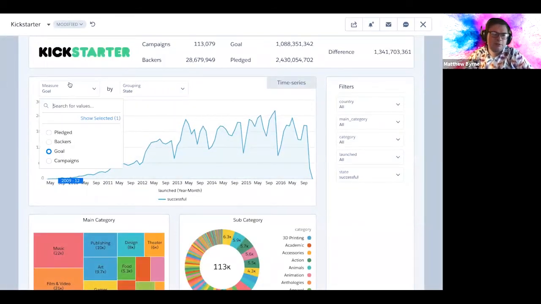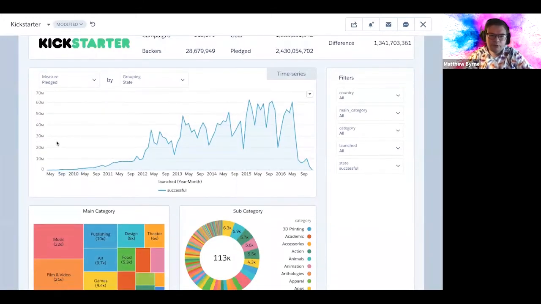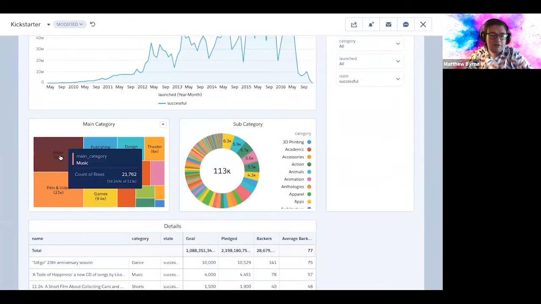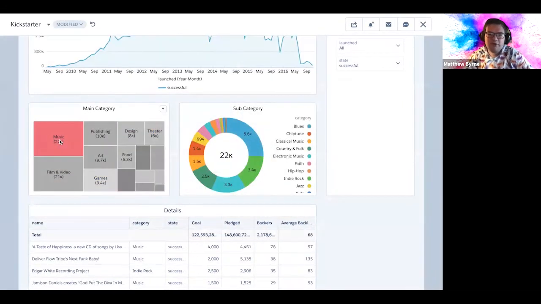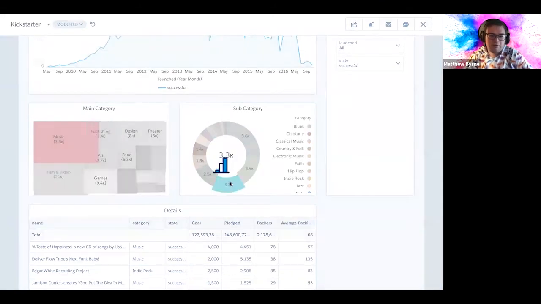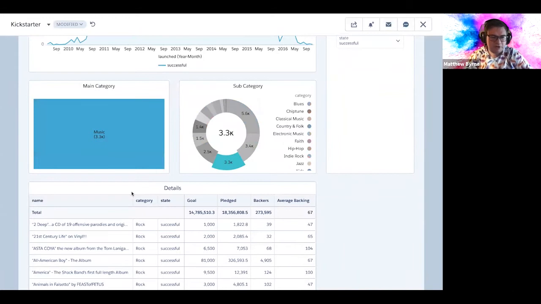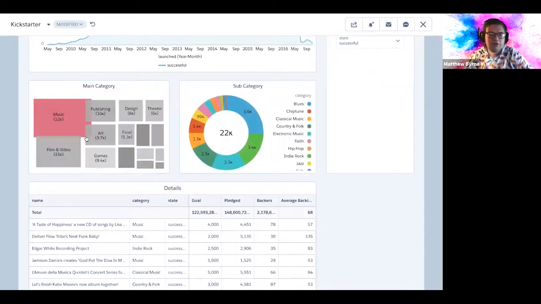Now there are subcategories in there as well. If I wanted to have a look at the music that we've got in there, it's going to break it down into subcategories, like indie rock, and I can filter this information because everything interacts, to have a look at those that have had the most invested or the most backed into that as well.